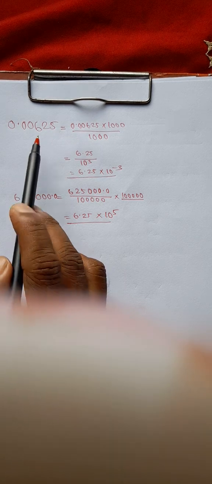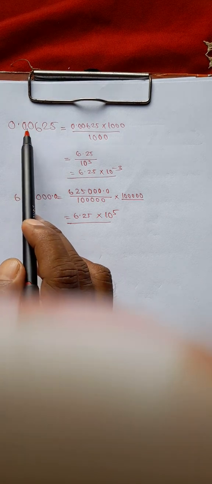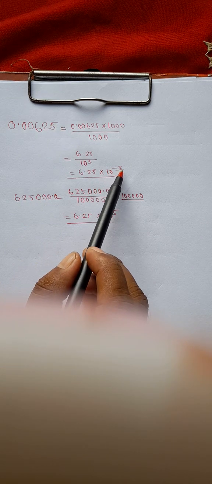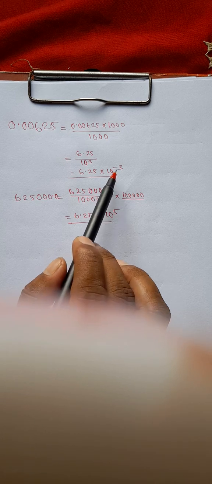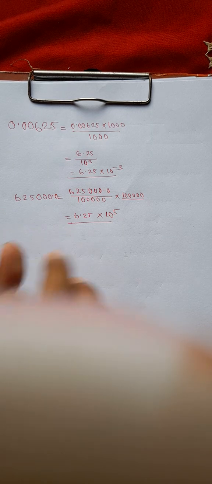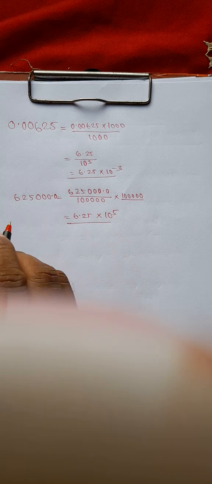Now see, in these two examples, in the first case we are shifting the decimal to the right side. By how many places? 3 places. So the exponent of 10 is minus 3. When you are shifting the decimal to the right side, the exponent will be negative. When you are shifting the decimal to the left side, the exponent of 10 will be positive. So we have to remember this thumb rule.